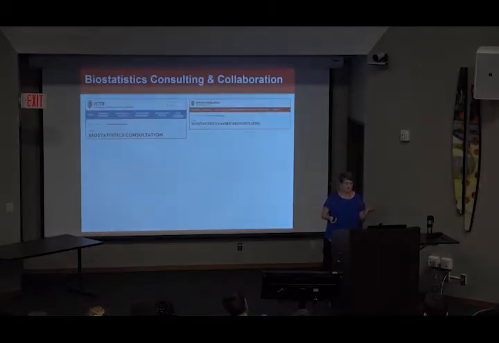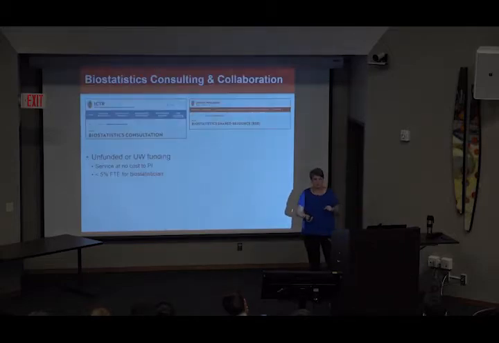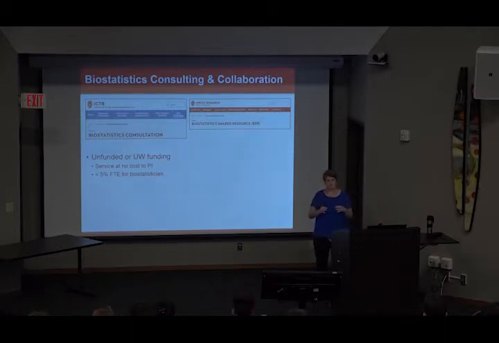So ICTR's is, what was it called? Biostatistics and Epidemiology Research Design, or BIRD, and Carbone Cancer Center's is the Biostatistics Shared Resource, or BSR. So what will I do for you? Those two resources are available for unfunded projects or projects that are funded internally with UW funding. They'll work on projects at no cost to the PI, but only if it's a small scope project, which they define as less than 5% FTE for their biostatistician.